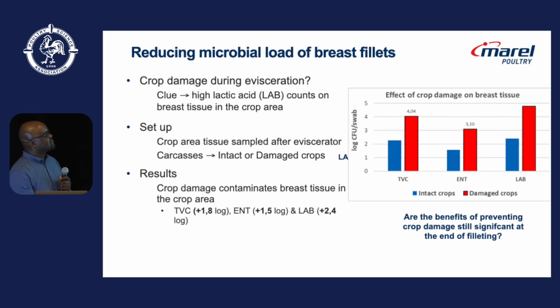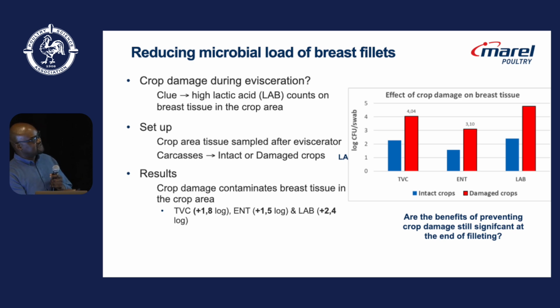There we set up one more test, in which we were trying to look at where we would find the initial point of contamination of that crop area. We had a clue, and the clue was that there were high lactic acid bacteria on that crop area tissue. So we decided to look at crop damage as a source of contamination. For that part, we simply went to the eviscerator and looked at the breast tissue still in that crop area from carcasses that had intact and damaged crops.